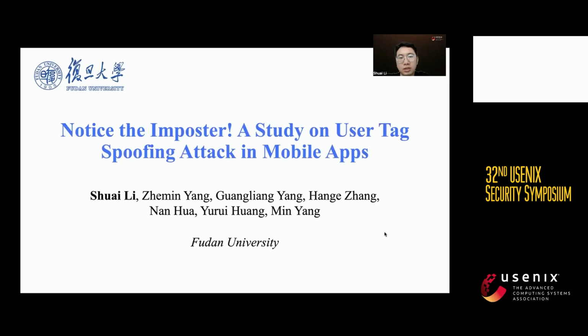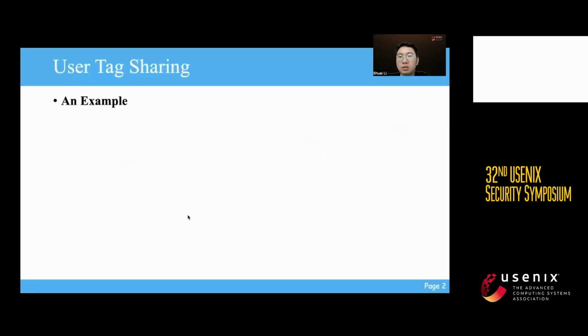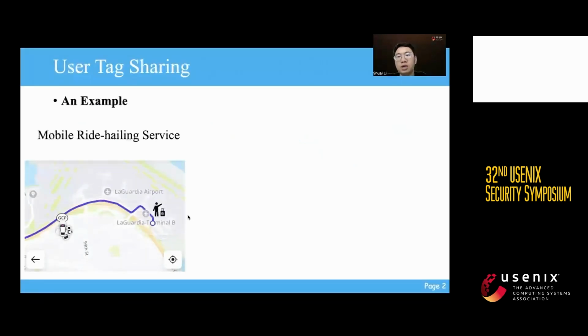Notice the Imposter, a study on user tag spoofing attack in mobile apps. In recent years, mobile services have become increasingly personalized for different users or user groups. The core technology behind this is user tag sharing.